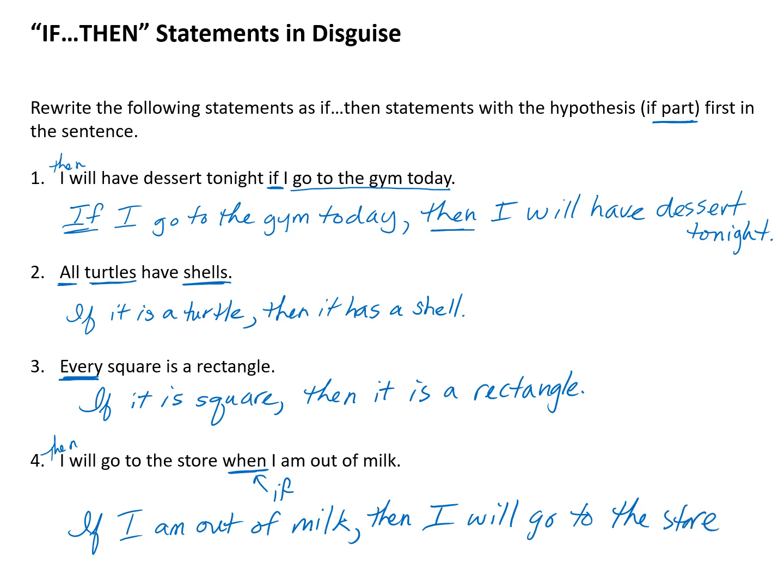So if-then statements are frequently in disguise. A lot of times people do it just to make it easier to write things down. It's certainly easier to write all turtles have shells than to write if it is a turtle, then it has a shell. So it's pretty common for this to happen.